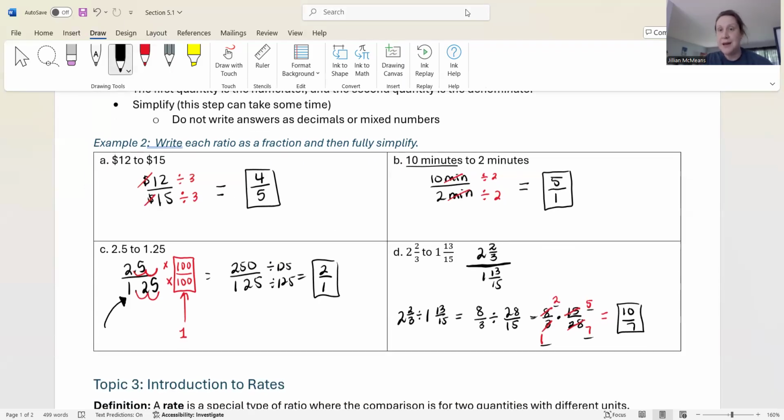Okay, so that is simplifying your ratios. There are a couple of ways you can approach some of these harder ones like C and D. Just make sure you can justify your work for how you were able to simplify each ratio.